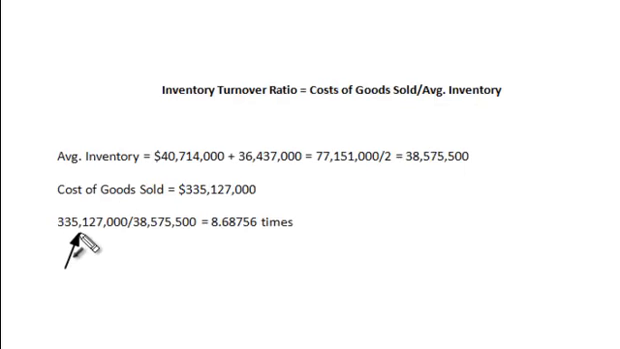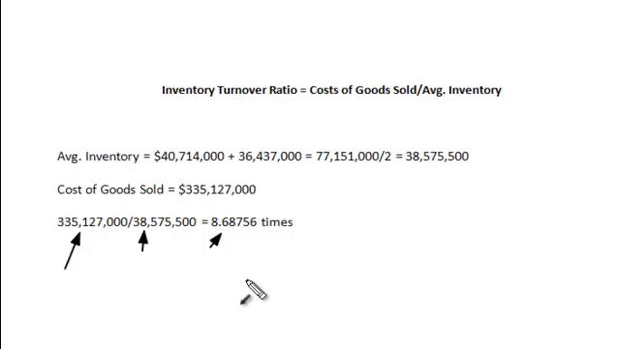Taking that number, the actual cost of goods sold at $335 billion, and dividing that, of course, by the average inventory for the period, 38.5 billion, we get 8.68756 times. Is that good or bad? Basically, you have to know what it is. First, 8.68 is the number of times in a year that inventory actually gets turned over.